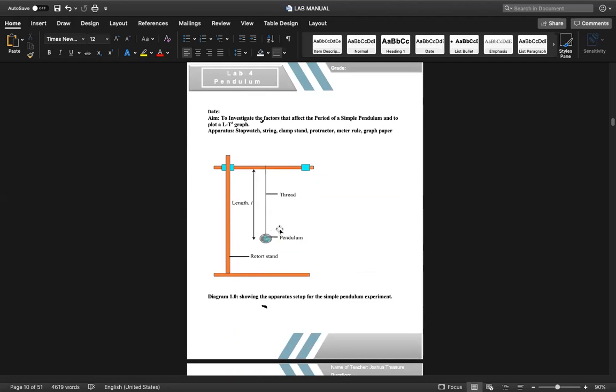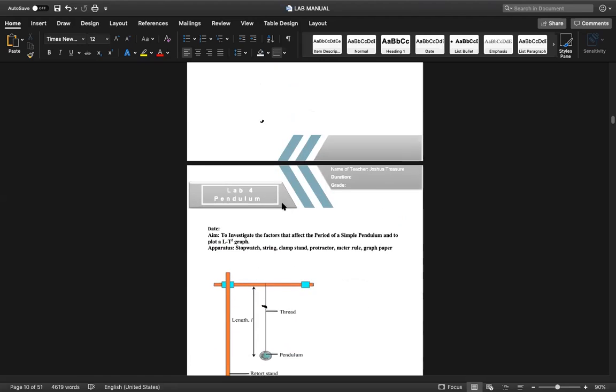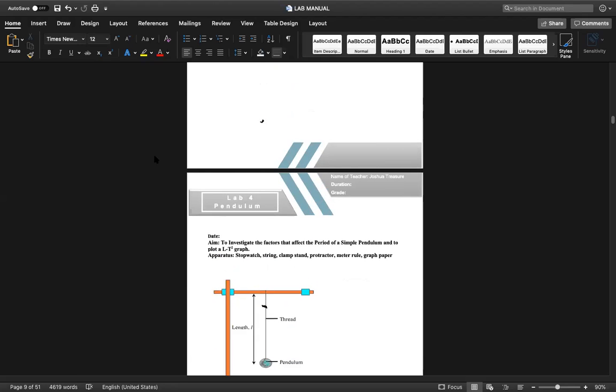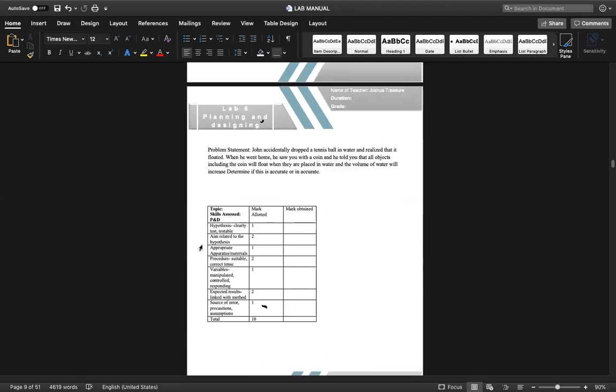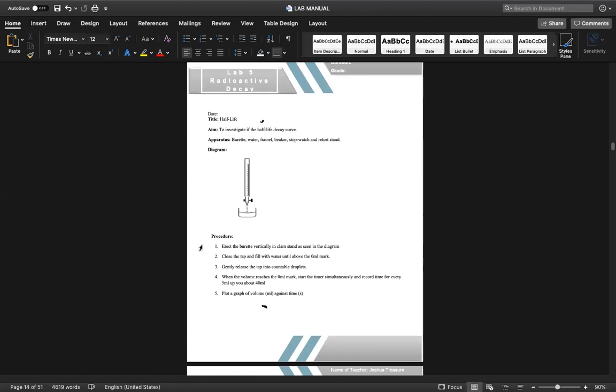No, this is not it. This is pendulum. Let me see which is the next one again. We will do pendulum next week. All right, so the next one was radioactivity. Lab 4 is actually radioactivity. Let me see if I can find it. All right, here we go. Okay, good.